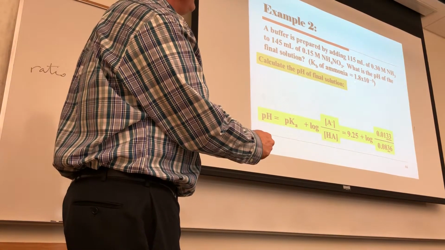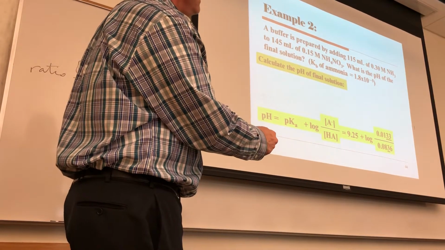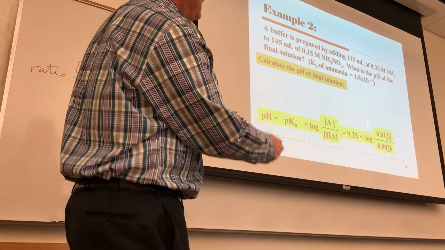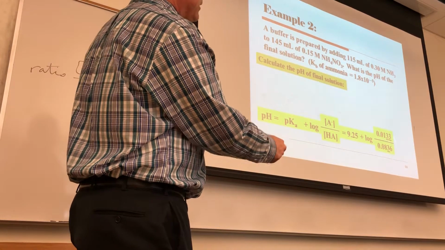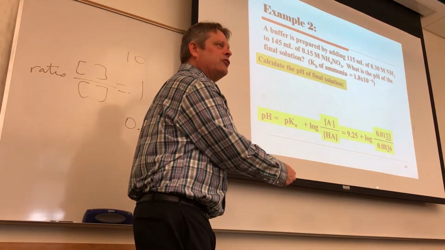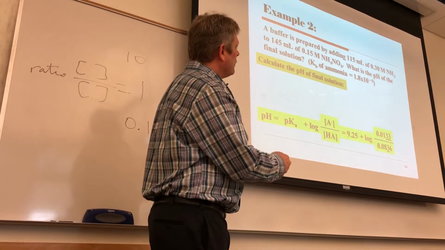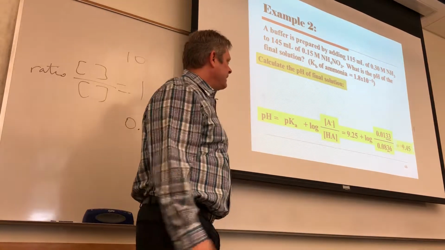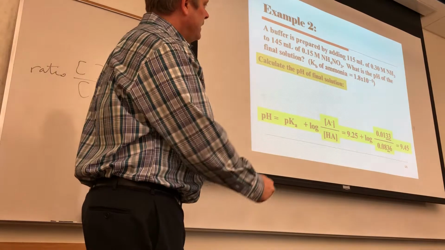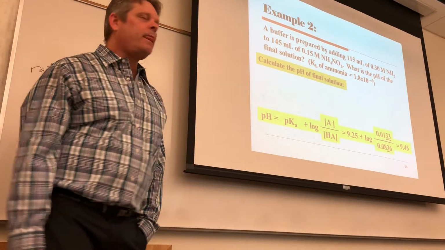Now, all I'm saying is I could have taken the pK of this directly, and that would be the pKb. And then I could have flipped this here. That would have given me the pOH. And then I take 14 minus that. Okay. Or alternatively, I take the Kw divided by that to get the Ka. That's what I did here. And I end up with 9.45.